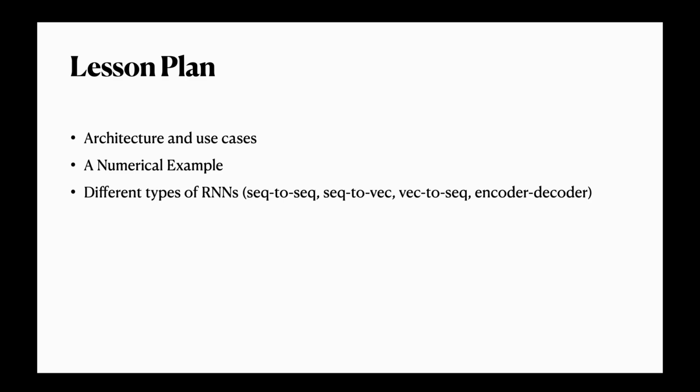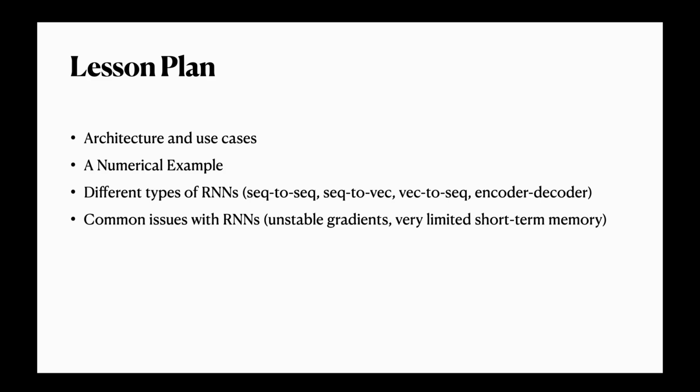And then we're going to talk about different use cases. So what is sequence to sequence, sequence to vector, vector to sequence, and encoder-decoder architecture. Then we're going to discuss some issues that come from recurrent neural networks. Unfortunately, the issues are actually very serious. One of them is unstable gradient. It's very, very common for the recurrent neural networks to either have exploding gradients or vanishing gradients.